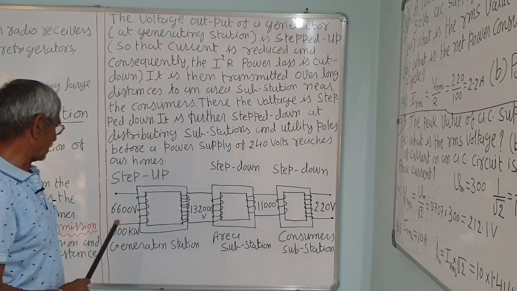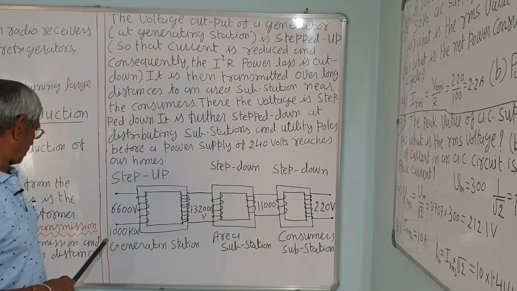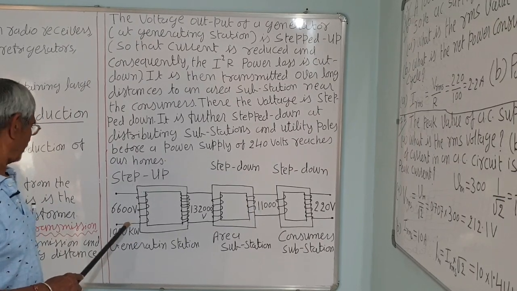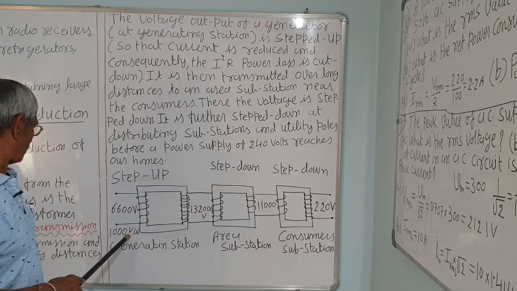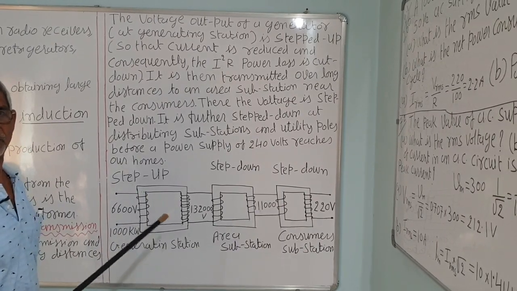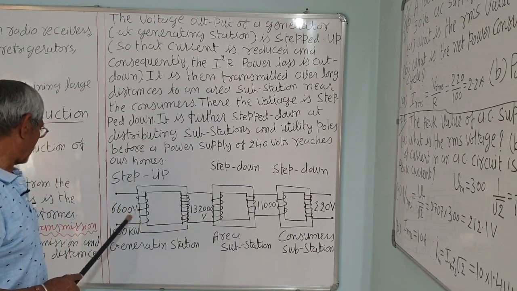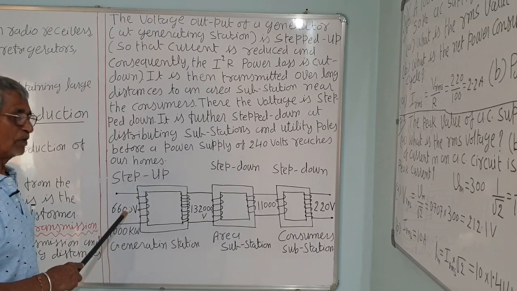At the generating station, suppose the voltage is 600 volts and the power is 1000 kilowatt, correct? You can calculate the current: 1000 kilowatt, the power, upon voltage will give you the current. You know the power is equal to voltage into current, V into I. So, I is equal to P upon V.